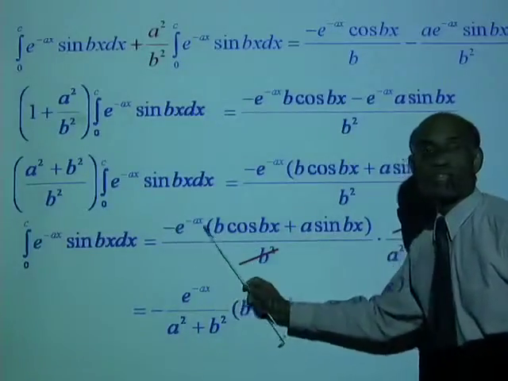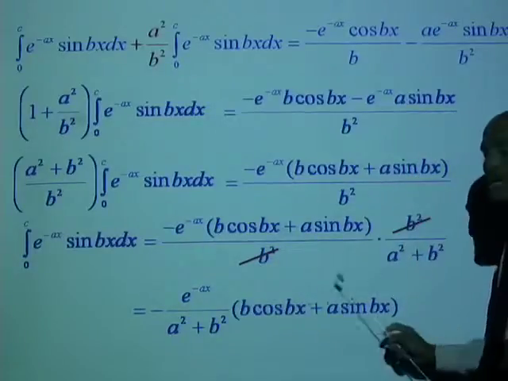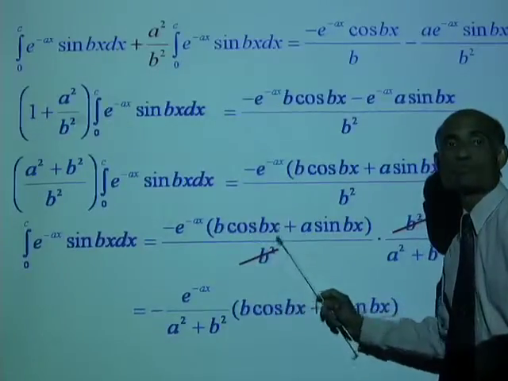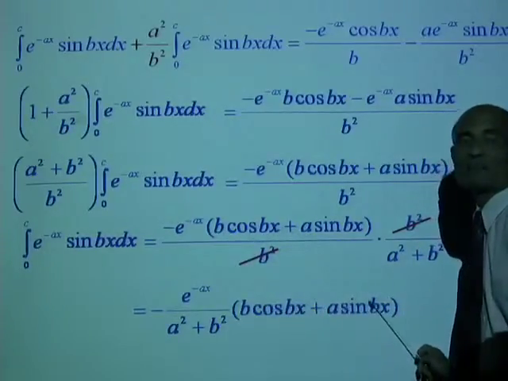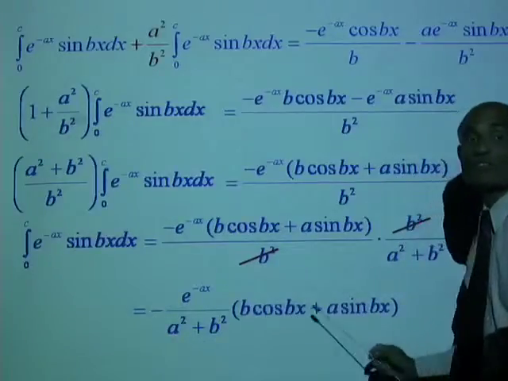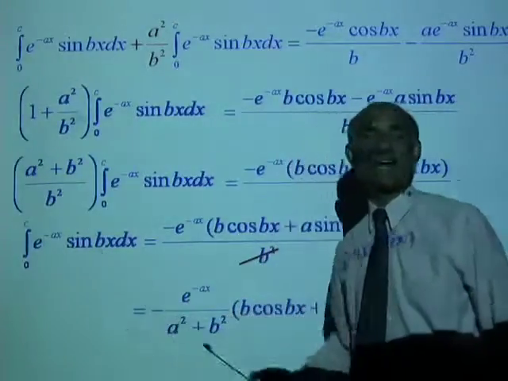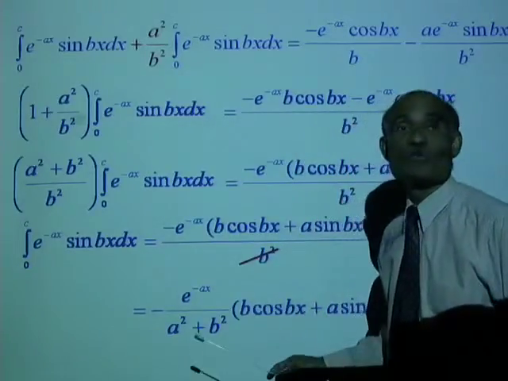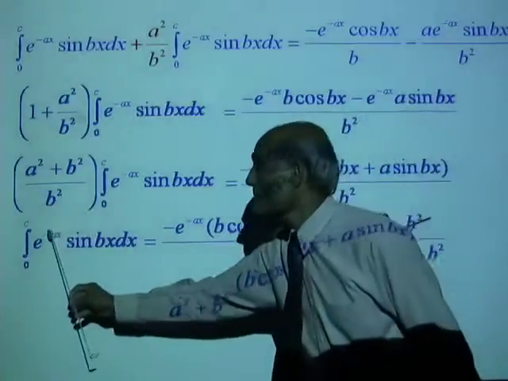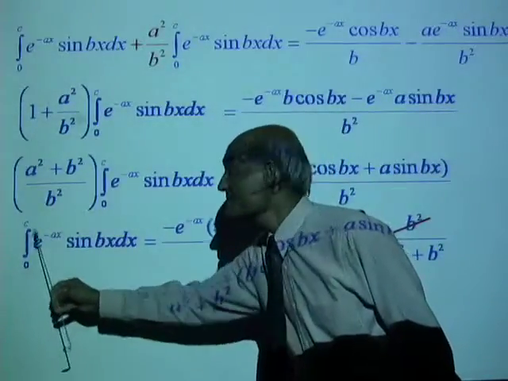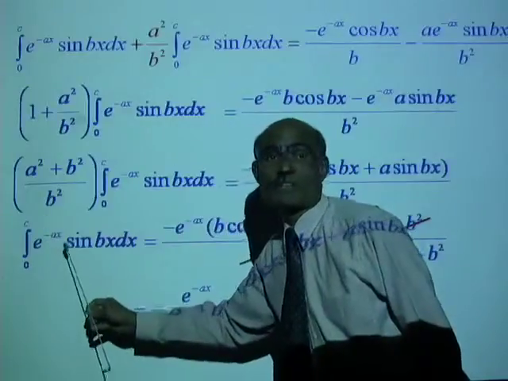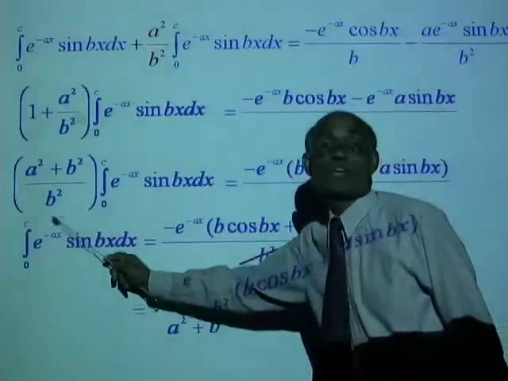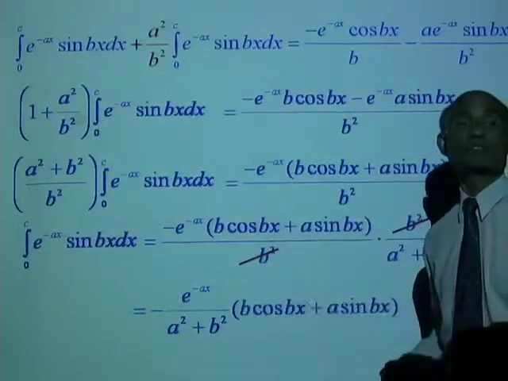And that gives you e to the power of negative ax divided by a squared plus b squared, times b cos bx plus a sine bx. Now this is what this integral looks like. And now what we need to do is take the limit when c goes to infinity. Is that right? Well, first of all, let's apply the upper and lower limit before we go to the limits.